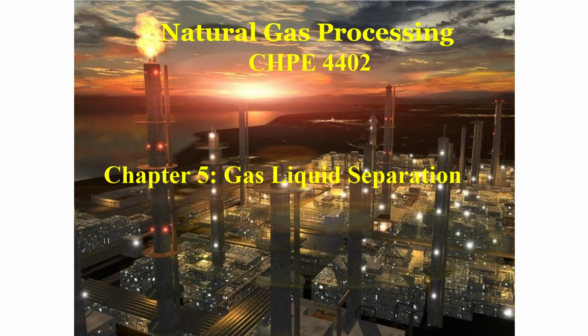Now we're going to start with chapter 5 where we're going to talk about the gas liquid separator. And as we mentioned earlier, or as you still remember from the process flow diagram for a natural gas plant, the first unit will be where you're going to separate the gas from the liquid before you go for the dehydration or for the acid gas removal.